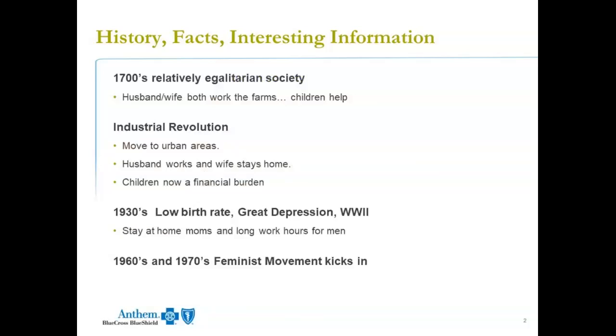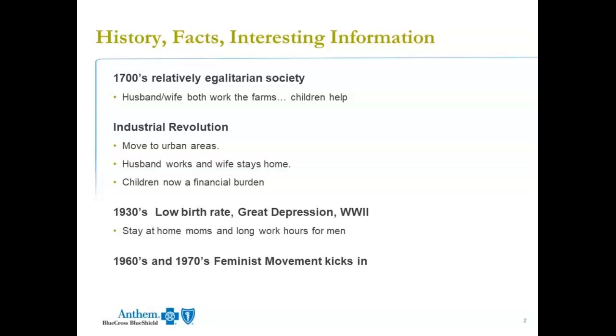Today's family changes and challenges. Now, as it says in slide number 2, we're going to look at the history, facts, and some interesting information about families. Now, in the 1700s, people lived in what they refer to as an egalitarian society. It was a time when there was a belief in human equality, especially with respect to social, political, and economic affairs. This type of society advocated for practices of social equality, and they tried to remove inequalities, and as a result, both husband and wife worked the farms, and children helped. Everybody had to chip in and become involved.